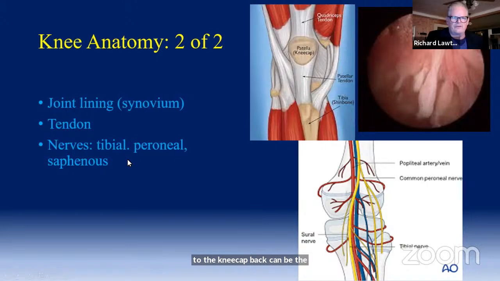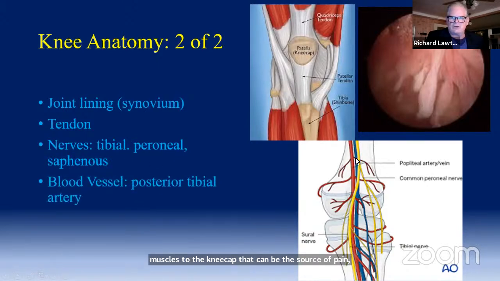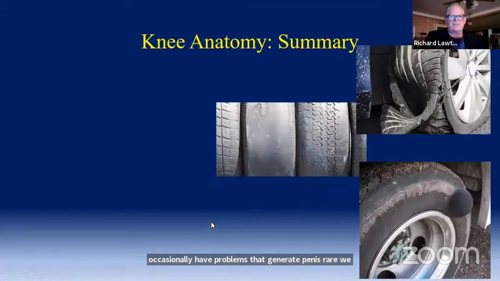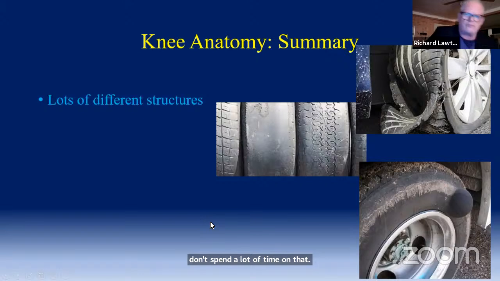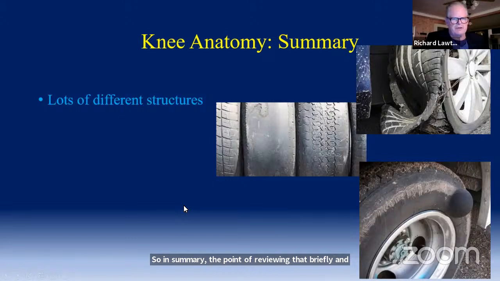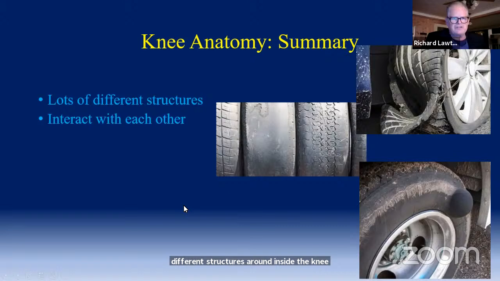And then the nerves and the arteries that go around the knee in this very complex network can occasionally have problems that generate pain. That's rare. We won't spend a lot of time on that. So in summary, the point of reviewing that briefly and quickly was just to illustrate that there are lots of different structures around and inside the knee. These structures interact with each other. They are not bomb-proof. They can be damaged.